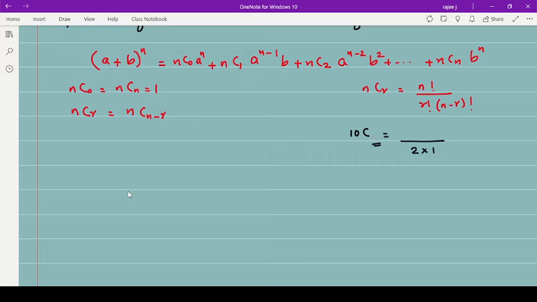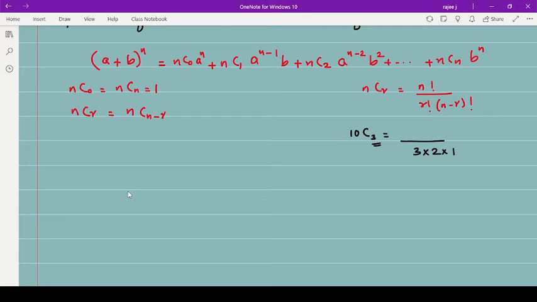Suppose here it is 8. Then the denominator will be 8 into 7 into 6 into 5 into 4 into 3 into 2 into 1. If 2 is here, then 2 into 1. If 3 is here, I will write 3, 2 and 1. And in the numerator, this number 3 shows that you must have 3 numbers starting with 10 in the descending order.